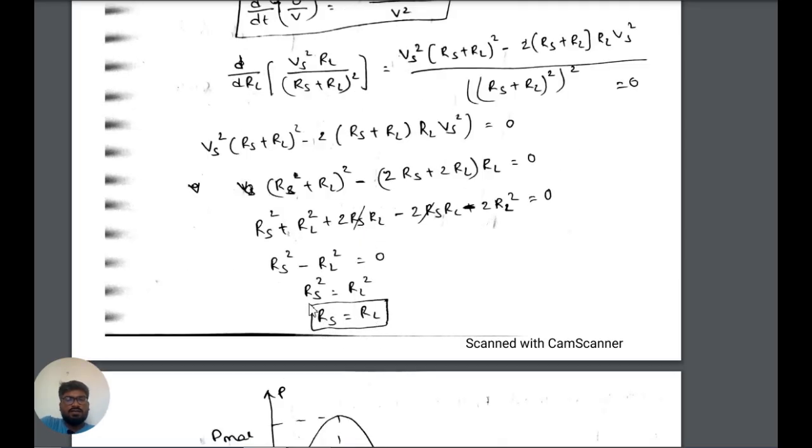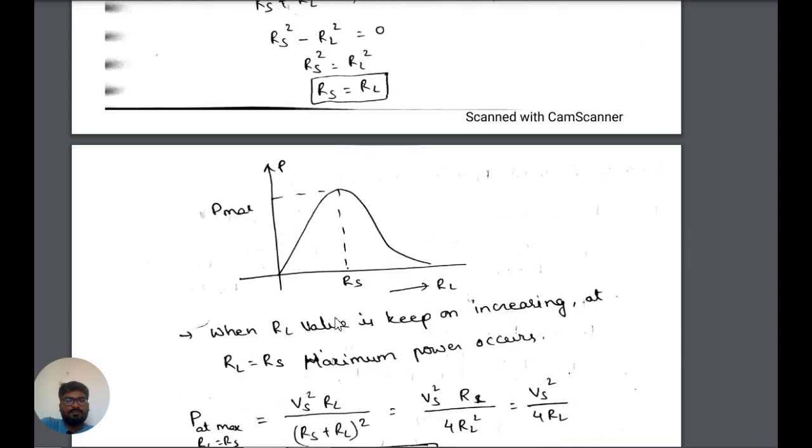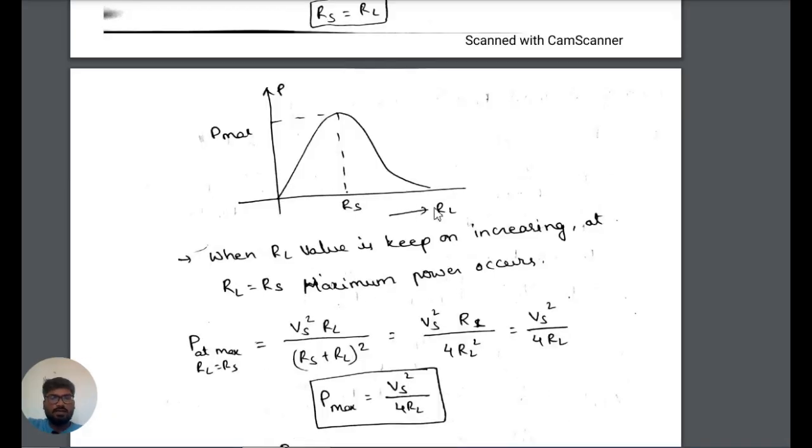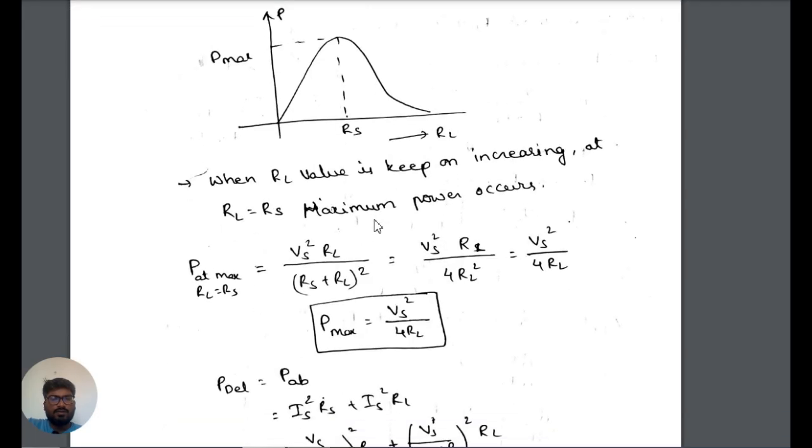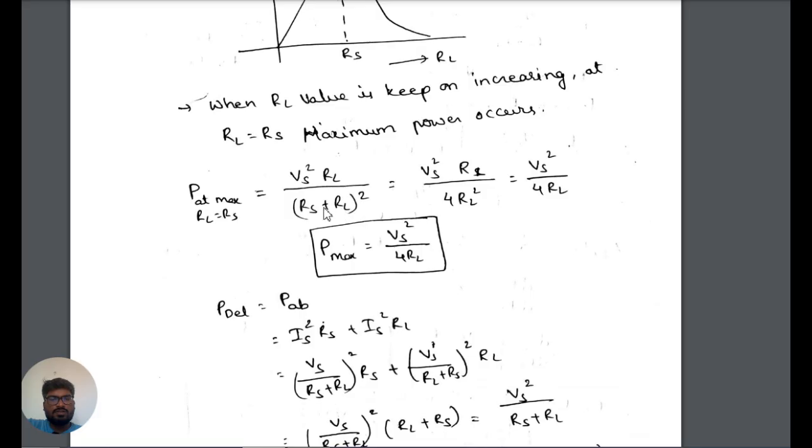This statement tells us that when source resistance is equal to load resistance, then maximum power transfer will occur. This can be indicated in a graph: if we increase RL from 0, at the point where RL is equal to Rs, maximum power will be seen at the load. Substituting RL equal to Rs, the maximum power transferred will be Vs squared by 4RL.